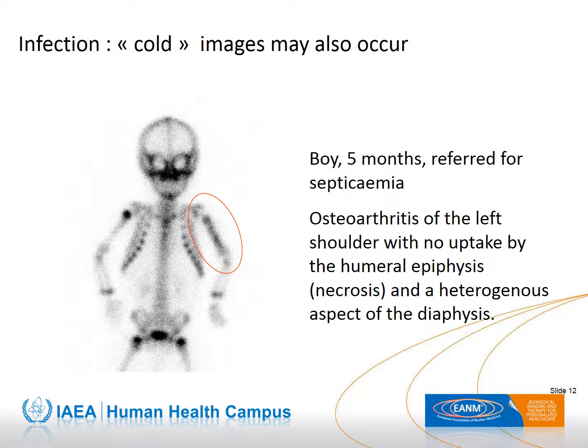Be aware that cold images may be observed in case of bone infection. Here is a picture of a 5-month-old baby with left shoulder arthritis. The upper part of the humerus is not visible and the diaphysis is very heterogeneous.